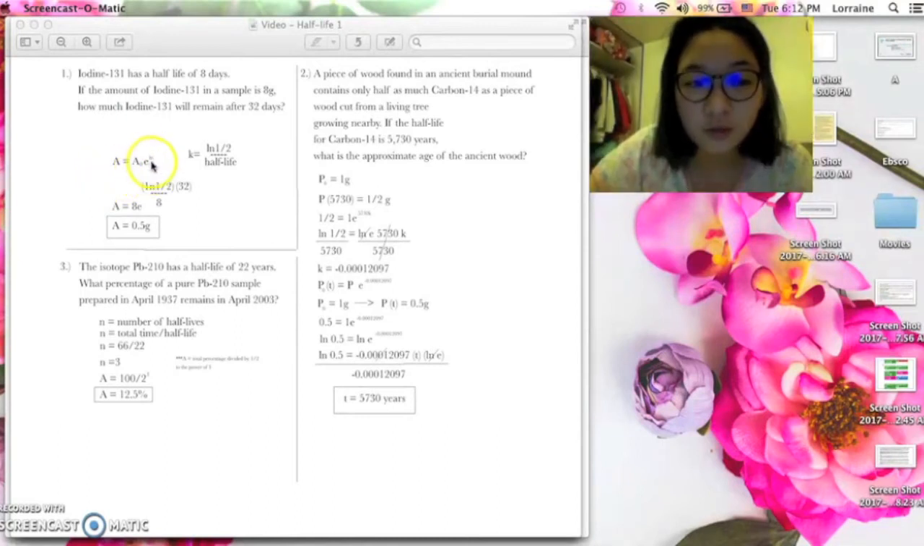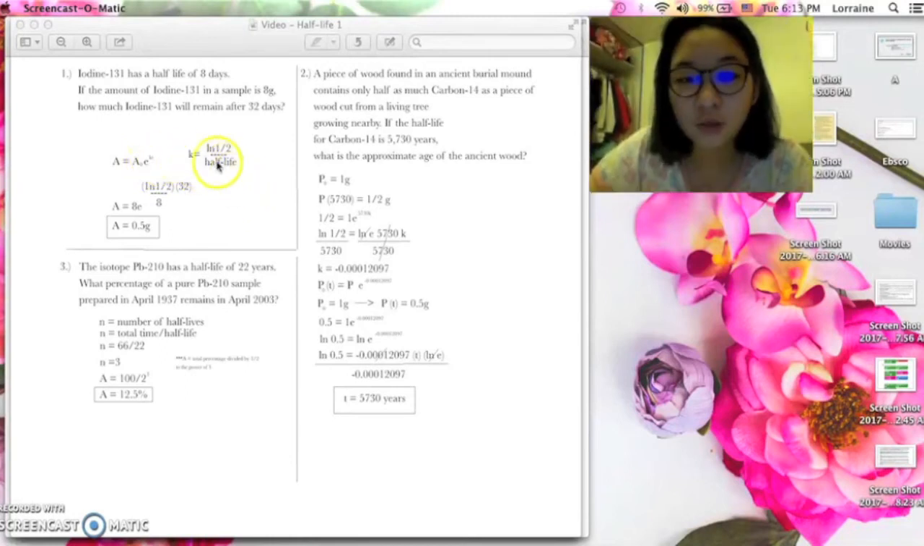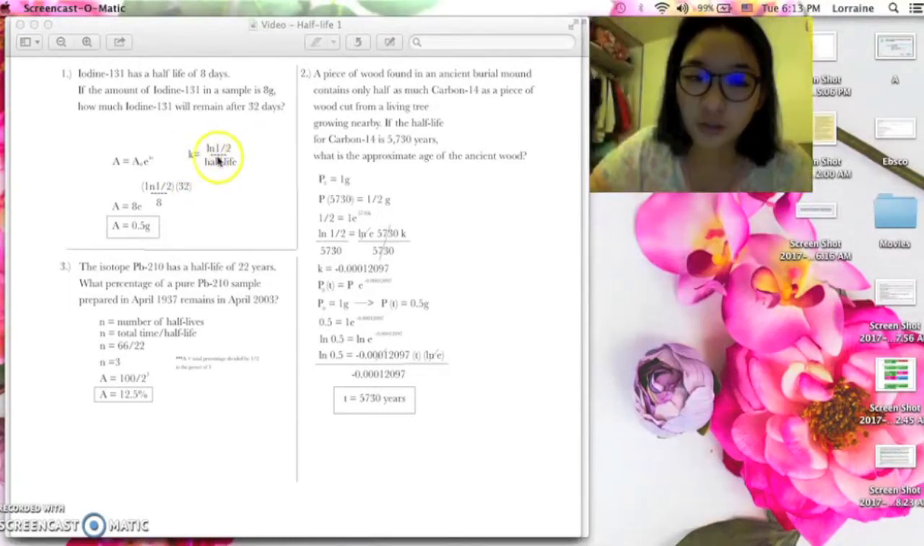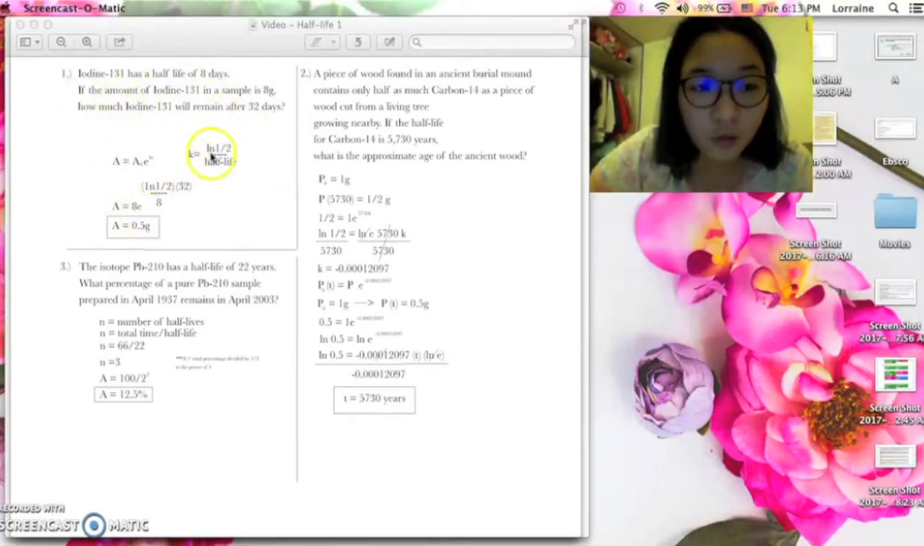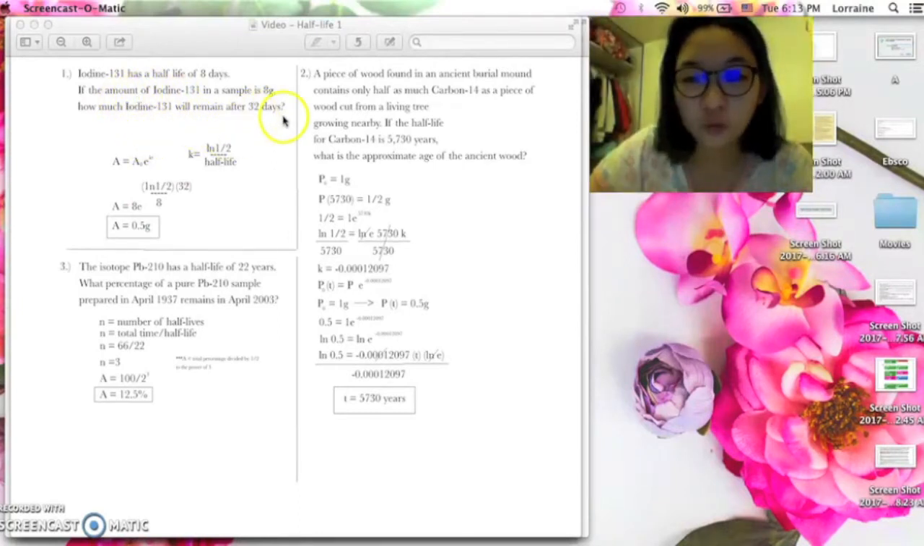e to the power of kt, where k is equal to ln of 1/2 over the half-life, which can be expressed in years, days, seconds, minutes, depending on what's given in the problem. So for this problem, we are finding how much iodine 131 will remain after 32 days.